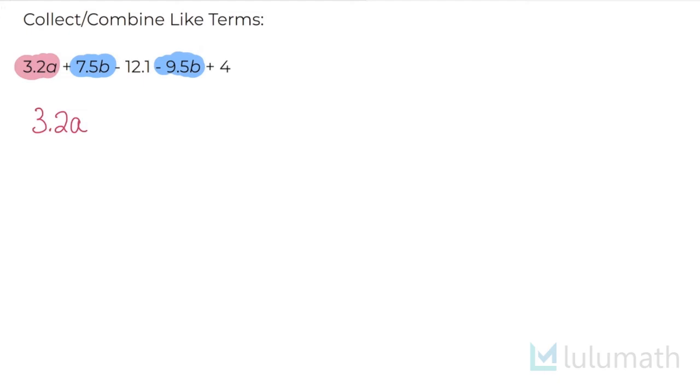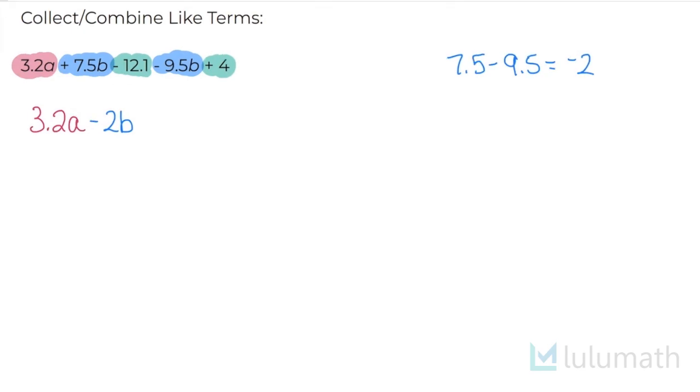So 7.5, and it's a positive 7.5. So 7.5 and negative 9.5, when I put them together, gives me negative 2. So I can just say that this is negative 2b. And then lastly, I have negative 12.1 and positive 4. They're my constants. They don't have any variables. So when I put those together, I end up getting negative 8.1. And this is my final answer.